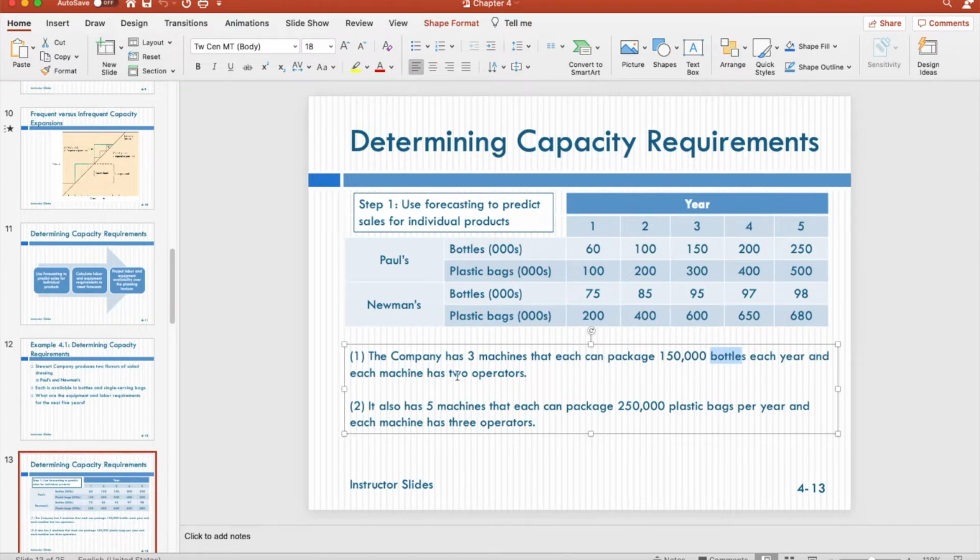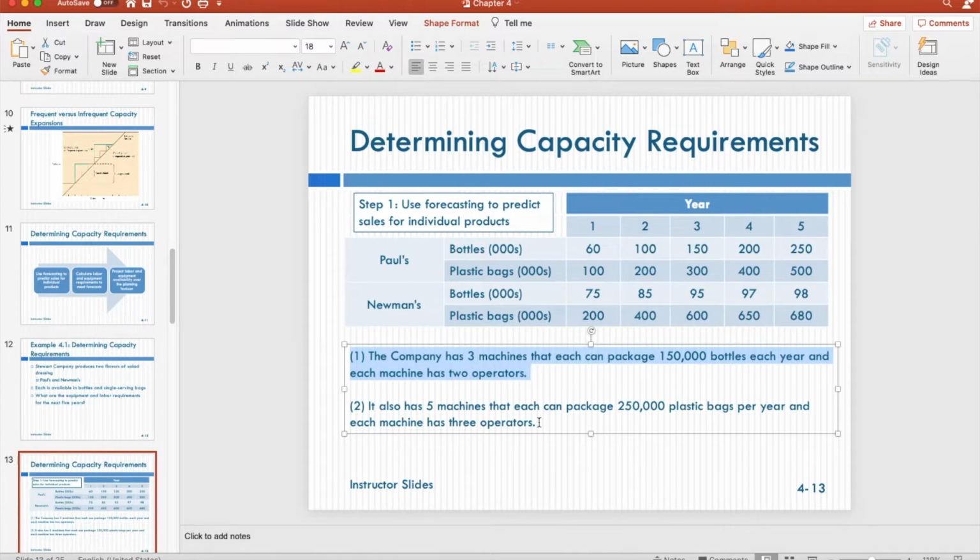Each machine has 2 operators. So this tells you a basic fact about the bottle machine capacity level that our firm currently has. We have 3 machines to produce bottles, each machine can package 150,000 bottles, and for each machine we have 2 skilled operators that can monitor the whole procedure. This is the equipment and labor situation that we currently have in order to produce the bottles.